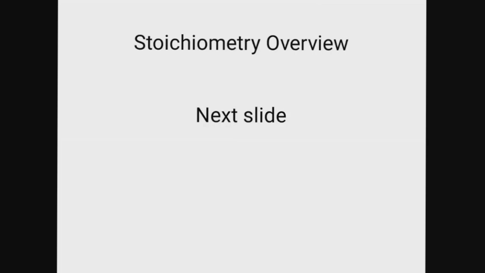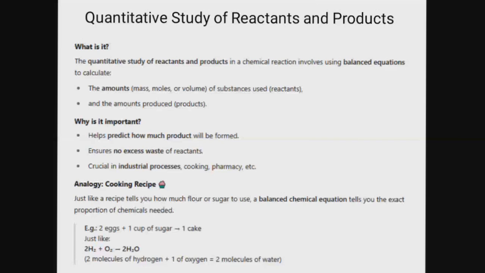Let's talk about the quantitative study of reactants and products. The quantitative study of reactants and products in a chemical reaction involves using balanced equations to calculate the amount, the mass, the mole, or volume of substance used and the amount produced. Now, stoichiometry is a science. Stoichiometry is the science of measuring and predicting what happens in a chemical reaction.